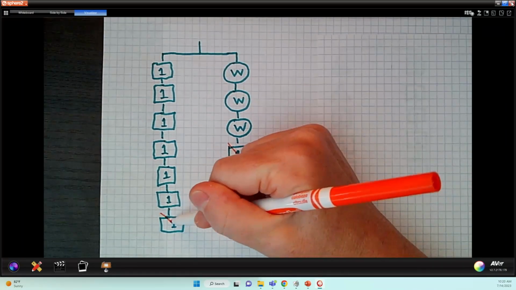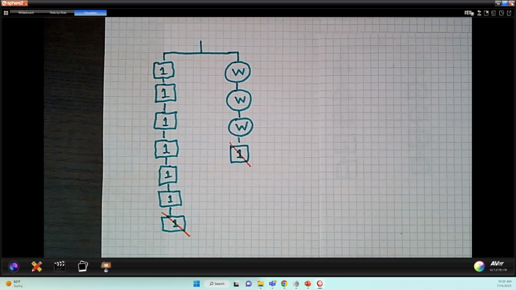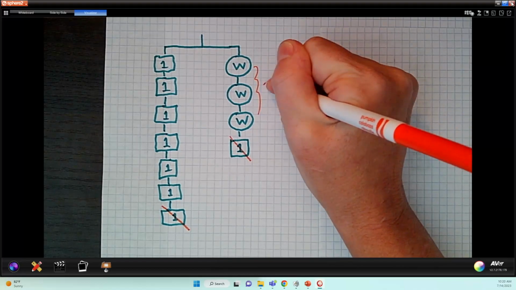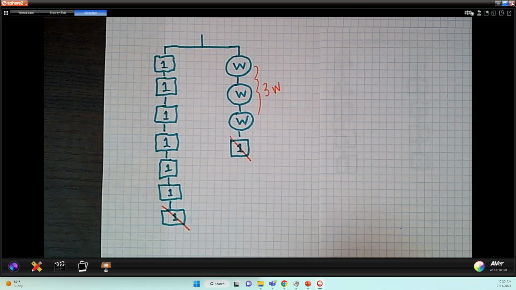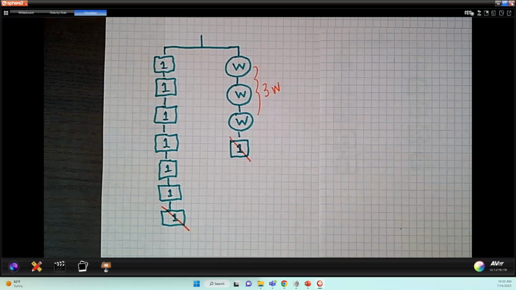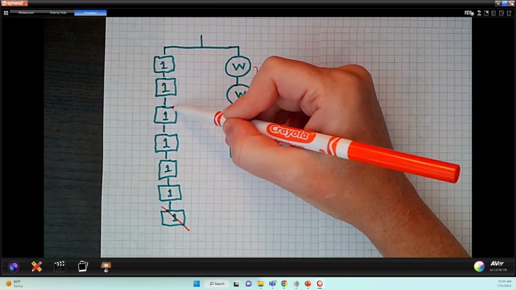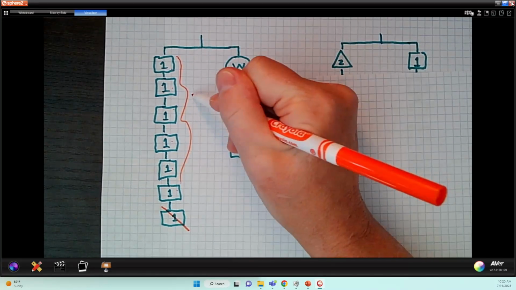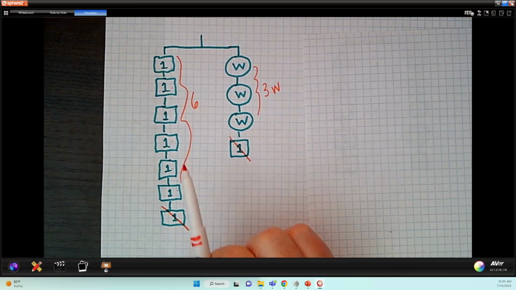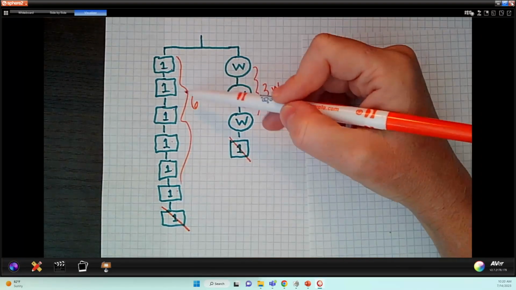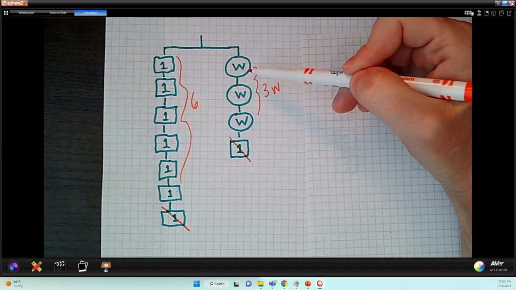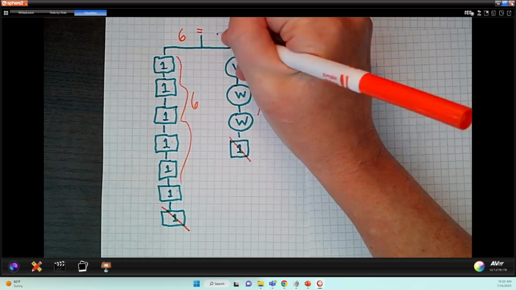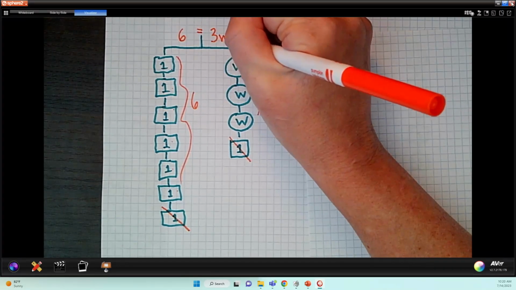But if I remove a 1 on either side of the scale, then I have 3 W's, or 3 unknowns. I don't know what they are, but there are 3 missing numbers on this side. And then I have a total of 1, 2, 3, 4, 5, 6 on this side. We might even have students redraw, but for now, I can just show you that they're combining what they know. Some teachers may even have them write the equation up at the top: 6 is equal to 3 W's.